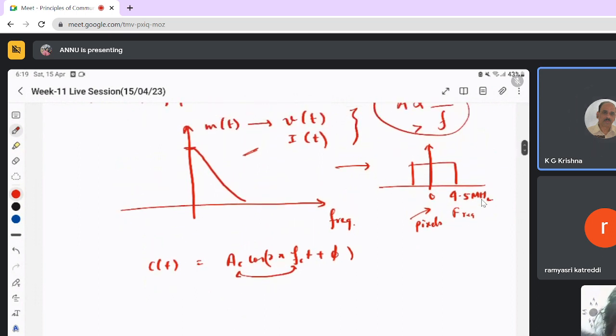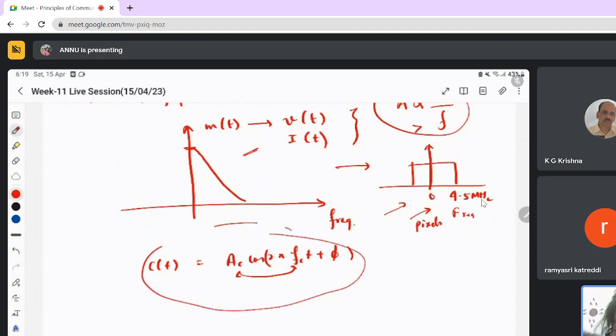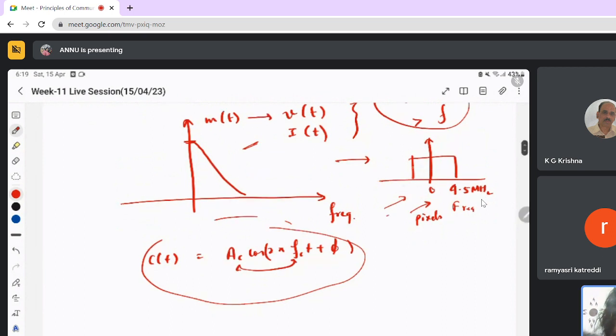Like the video signal spectrum is this one, 0 to 4.5 megahertz. It's a rectangle. Got it. This one is a triangle. Actually, this concept is given by some of my teachers. Like why we consider only triangle, because I also questioned why this is always a triangle. Everywhere it is a triangle, but the video signal is a rectangle.